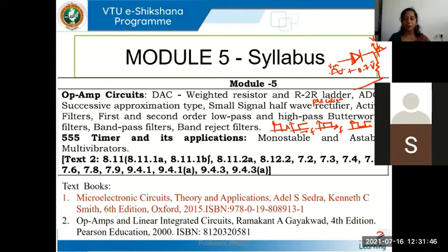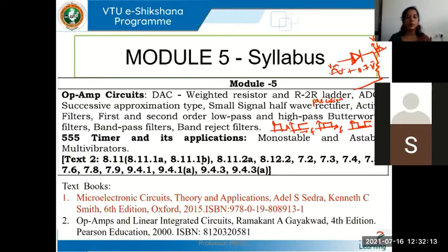So basically what you have to understand here is we are working with a few major applications of op-amps, like data converters, we call them. ADCs and DACs are also known as data converters. Then we'll talk about the precision rectifier and then 4 types of active filters. And finally, we'll be discussing the 555 timer and its applications.